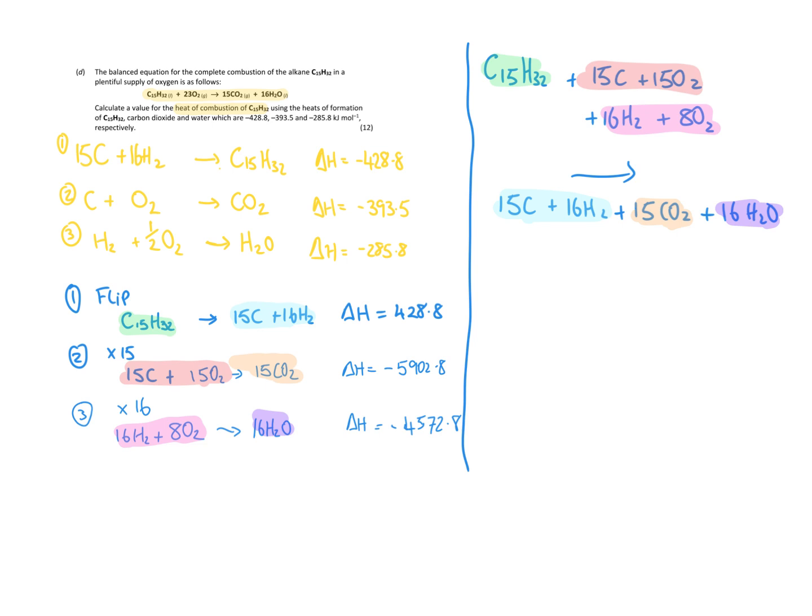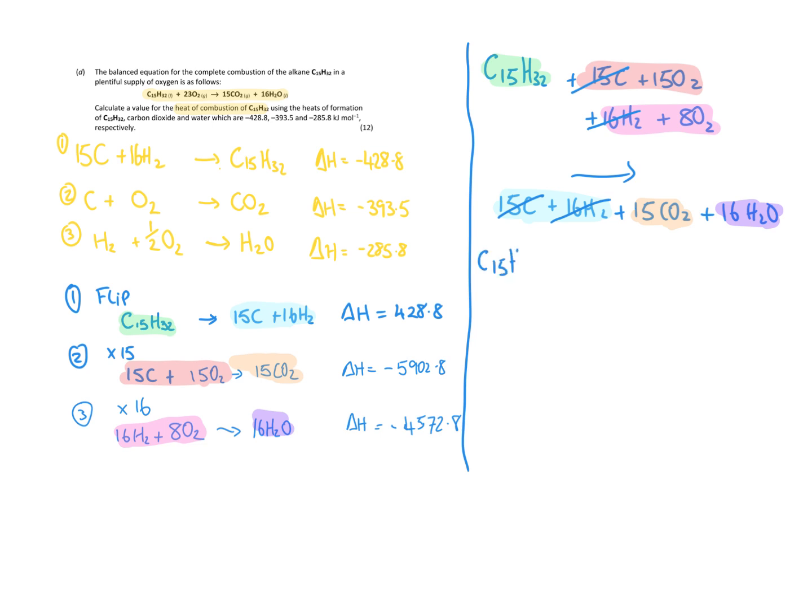So now what we need to do is look at our reactants and our products, and we need to cancel out what they have in common. So I can see there's a 15C on the reactant side and a 15C on the product side. Same for the hydrogens, there's 16H2 on the products and a 16H2 on the reactants. And that at the minute is all I can really see that I can cancel out. So let's write out the equation in full then and see what we're left with.